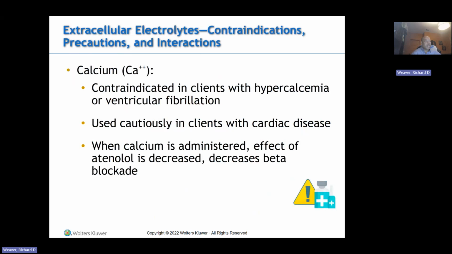When calcium is administered, the effect of atenolol is decreased, and it also decreases beta blockade. And so the atenolol is a beta blocker, and a beta blocker is supposed to lower the blood pressure by dilating the blood vessels, and also it decreases the heart rate. And so if you give calcium with it, the effect of this drug will be decreased. All right, so be careful about giving it together, if at all.